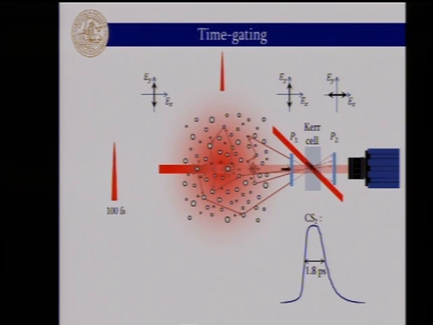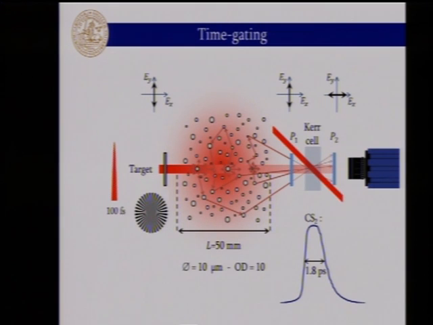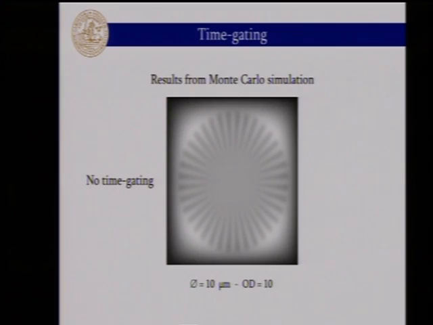So this technique is known as the ballistic imaging technique. And by doing so, you also improve contrast. So if you take, for example, the same test target star, a medium equally big, 50 millimeters, 10 micron particles, and optical depth 10, you will get such an image. In this case, I just simulated it. So these are the results from simulation. With no time gating, we have this image, and when you time gate, you can also improve the contrast.